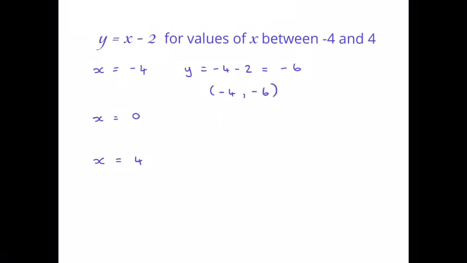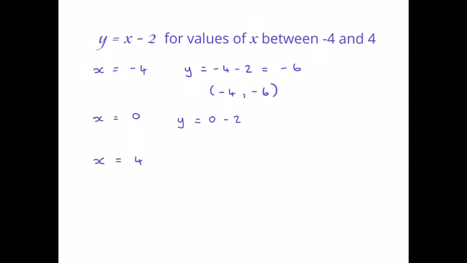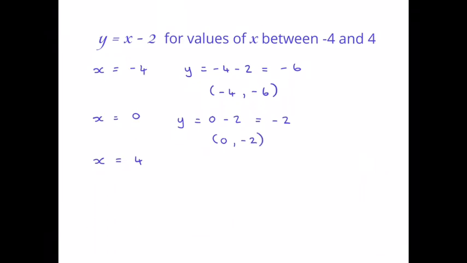Next, let's put 0 in. So y equals 0 take away 2, which is -2. So our second coordinate is 0, -2. Finally, let's put 4 in. So we get y equals 4 take away 2, which is 2. So our last coordinate is 4, 2.